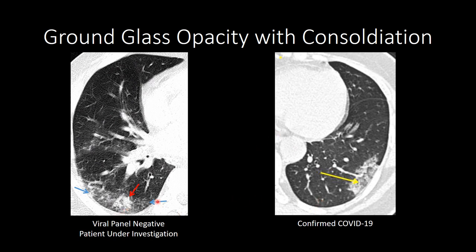When you see ground glass opacities with superimposed consolidation, we can see here in a patient under investigation an area of peripheral ground glass opacification with a more focal area of consolidation superimposed on the ground glass opacification. This is a case of confirmed COVID-19 where the patient has this peripheral area of consolidation, although there do remain some areas of ground glass opacification within the more consolidative airspace opacities.